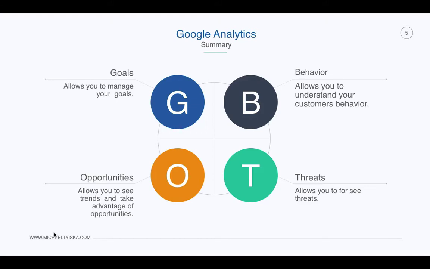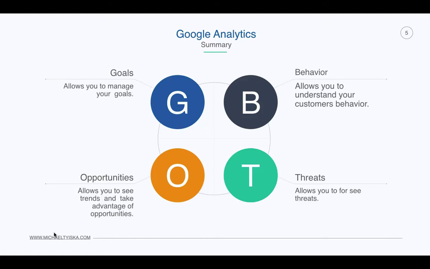All right, and so the next slide is the Google Analytics summary. And so I just want to give you a summary. So Google Analytics allows you to track and manage your goals. You create goals and you measure them, you monitor them, and you make decisions based on how you're performing. Behavior. Google Analytics allows you to understand your customers' behavior.